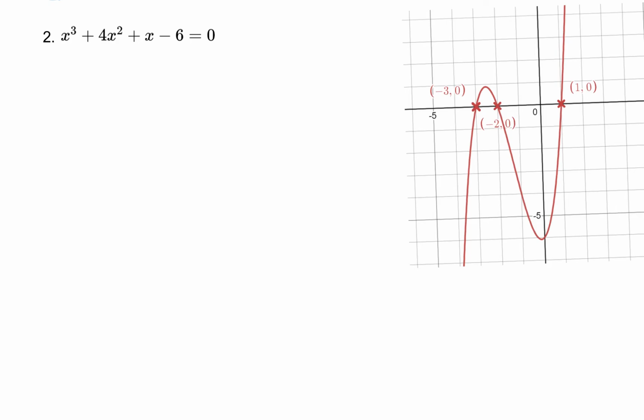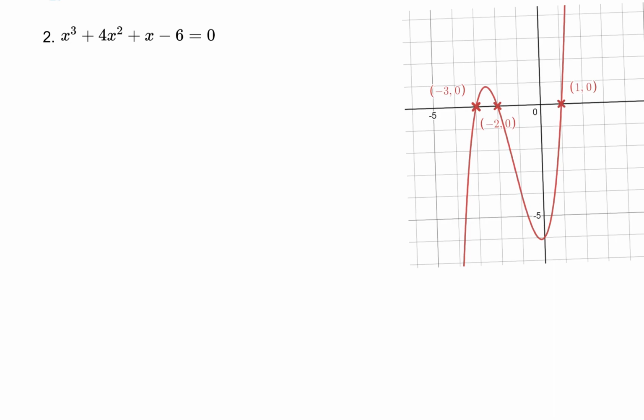I've provided you the graph to the right, but I do want you to write it in Desmos. We have x cubed plus 4x squared plus x minus 6. Remember that it's raised to the 3rd power, so there are 3 roots. And you can see the 3 roots. We have (-3, 0), (-2, 0), and (1, 0).